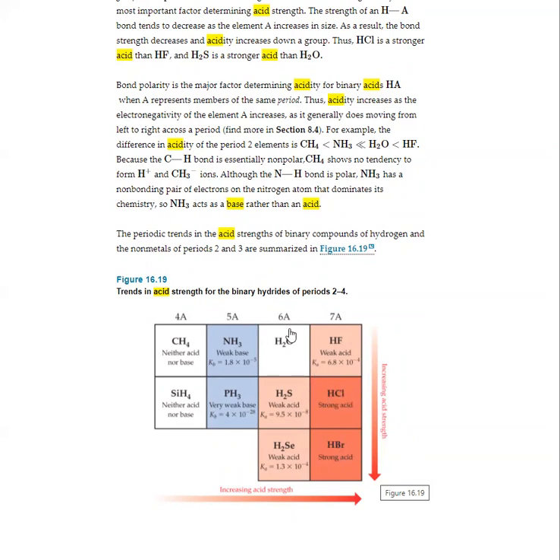Same thing here. H2O, generally neutral. Going down, H2S, remember it goes oxygen then sulfur, is going to be stronger. And then H2Se is going to be stronger than H2S. And then going to the left, ammonia is going to be a stronger base than PH3, because remember, it's getting more acidic as we go down. And then these are just neither acidic nor basic. So as you go to the right, it becomes more acidic. As you go down, it becomes more acidic.